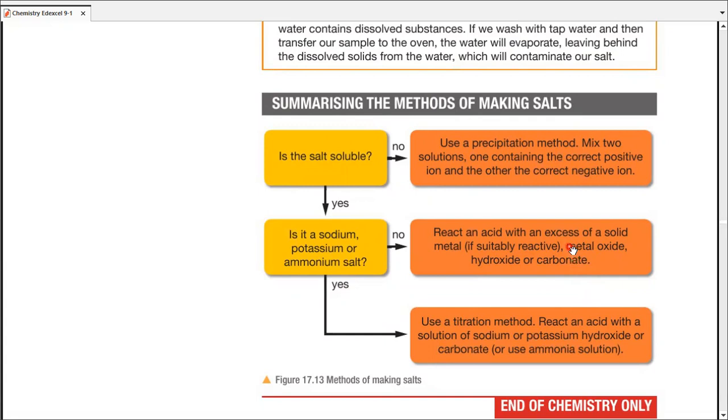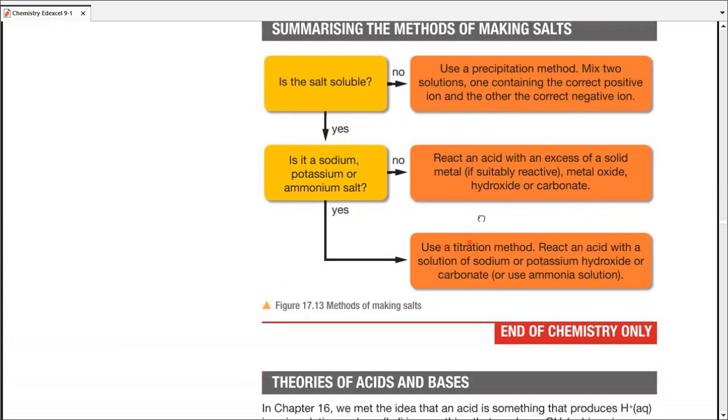filtration, then cooling, then evaporation, then cooling, and then drying. My bad. And if it's exactly a sodium, potassium, or ammonium salt, use the titration technique. First, titrate it with indicator. Secondly, titrate it without indicator. The rest of the process goes accordingly. You then evaporate it. You then cool it, dry it. There you go. You're done.